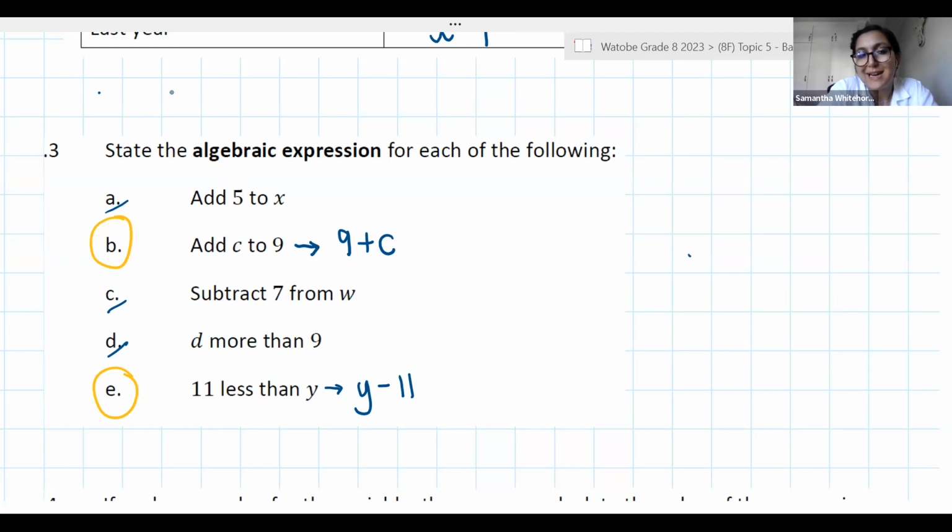So the first one is saying add 5 to X. So that's very similar to question B. Question C is saying subtract 7 from W. So you have W, you want to take away 7. And question D is saying D more than 9. You have 9 and you want D more. So let's see what those expressions look like. Remember to number your expressions A, C, and D, just so that we know which is which. Otherwise, it becomes quite complicated.